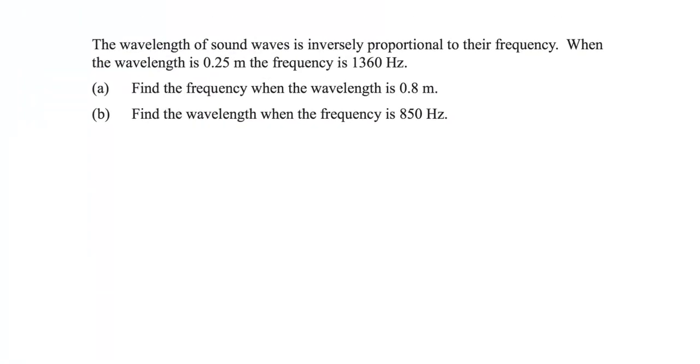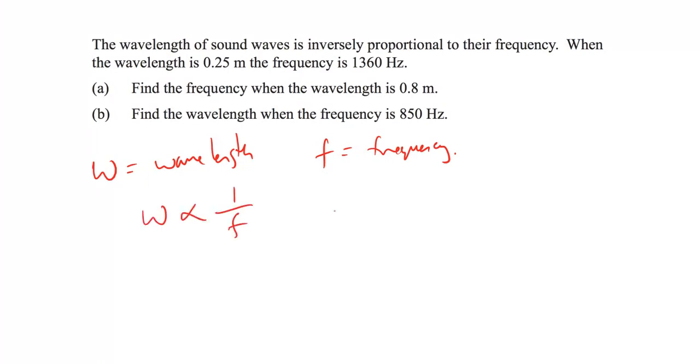The wavelength of sound waves is inversely proportional to their frequency. So let's stop there and say wavelength is W, and let's say that F is frequency. And if wavelength is inversely proportional to frequency, then W is directly proportional to 1 over F. And our general formula with a constant of proportionality in it is W equals K over F.